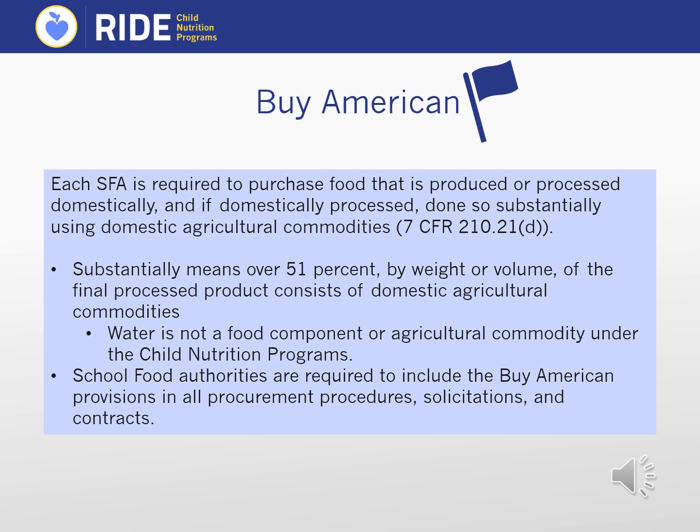School food authorities in their solicitations and contracts are encouraged to obtain a certification statement from vendors or manufacturers, which may include something like, we certify that blank product is processed in the United States and contains at least this percentage of its agricultural food component by weight or volume from the United States.